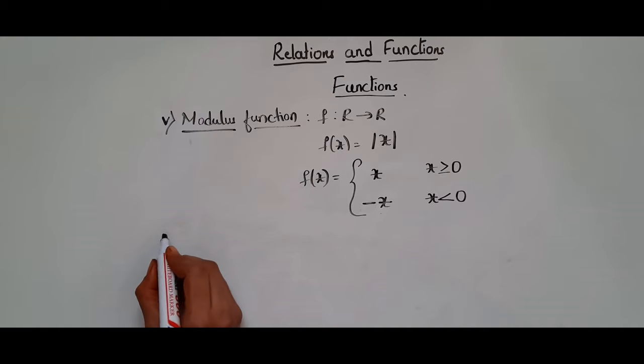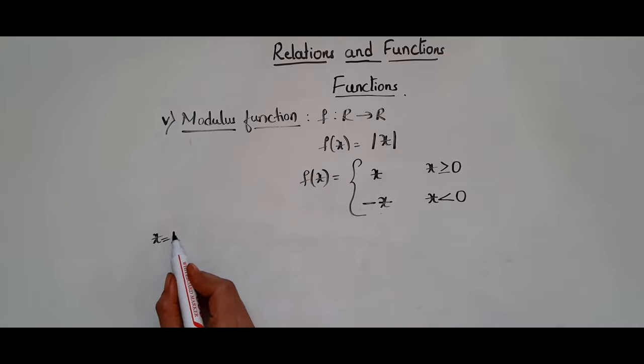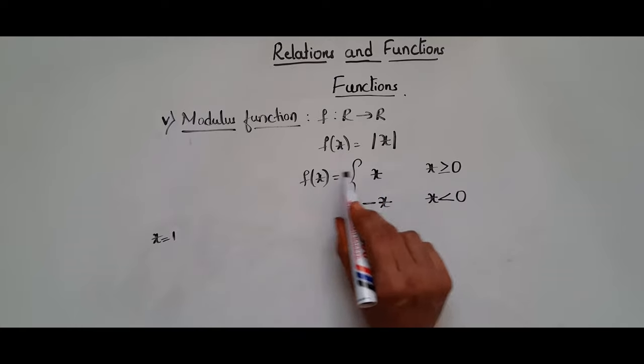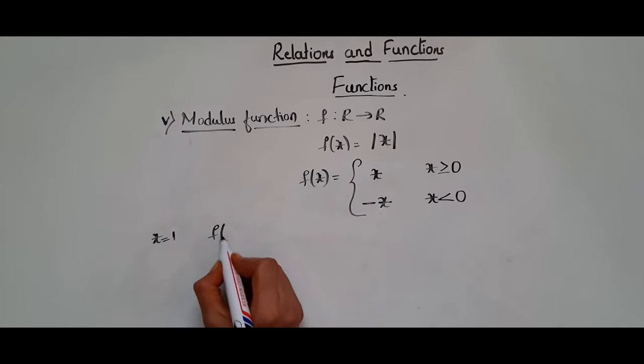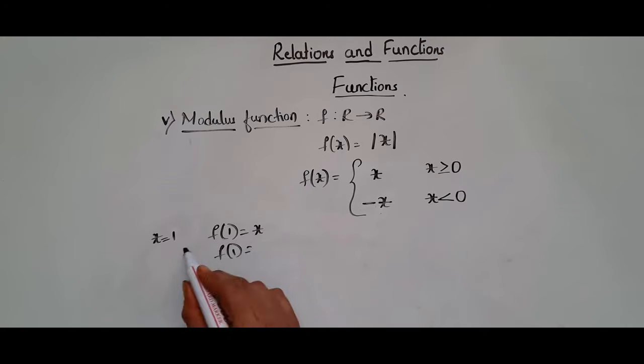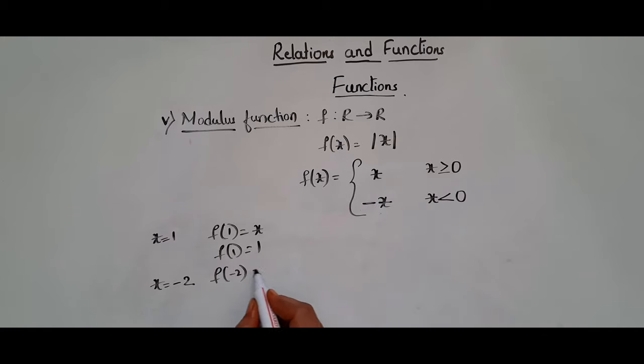Let me give an example. Let's take x is equal to 1. So when x is 1, it's greater than 0, right? So this condition, when x is 1, greater than 0, you will take f of x is equal to x. So f of 1 is 1. Now if I take x is equal to minus 2, what is f of minus 2? Here x is less than 0. So this condition, so we have to take minus x, right? Which is equal to minus of x, here x is minus 2. So minus of minus is plus 2.